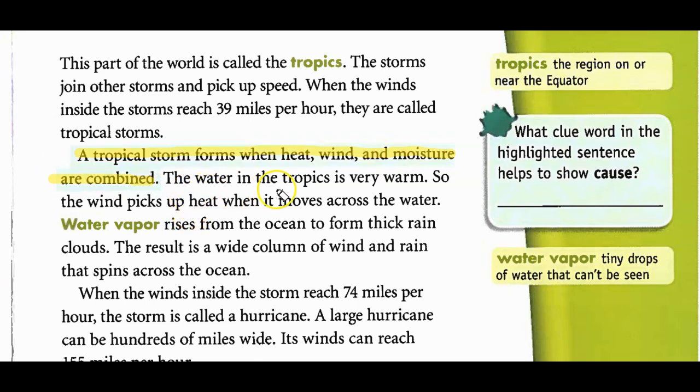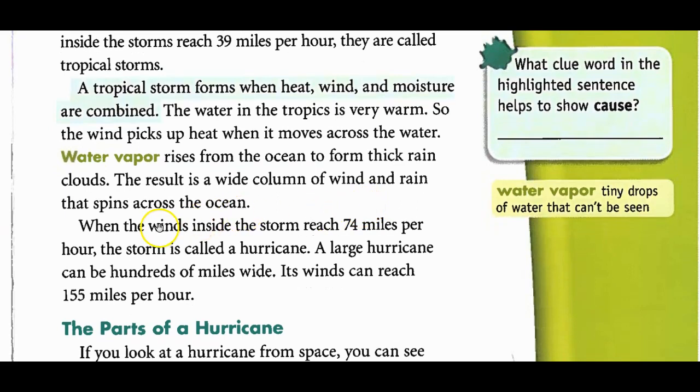It says the water in the tropics is very warm. The wind picks up heat when it moves across the water. Water vapor rises from the ocean to form thick rain clouds. The result is a wide column of wind and rain that spans across the ocean, just like the picture that you have on the previous page. It says when the winds inside the storm reach 74 miles per hour, it is called a hurricane. A large hurricane can be hundreds of miles wide. Its winds can reach up to 155 miles per hour.